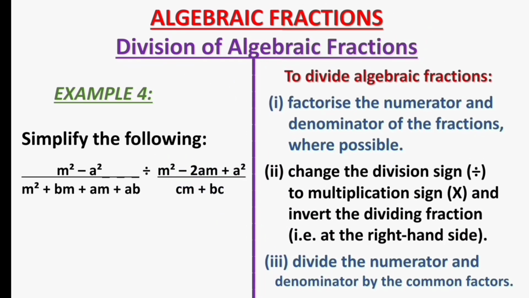Once again, to divide algebraic fractions, here are the steps to follow. Number 1. Factorize the numerator and denominator of the fractions where possible. Number 2. Change the division sign to multiplication sign and invert the dividing fraction, which is the fraction at the right hand side. Number 3. Divide the numerator and denominator by the common factors. I hope you got that right. Next, let's see the solution to example 4.